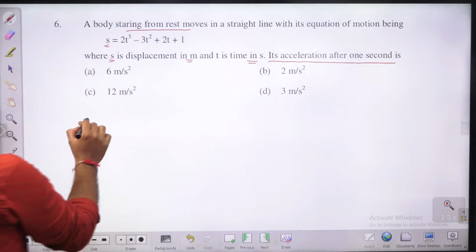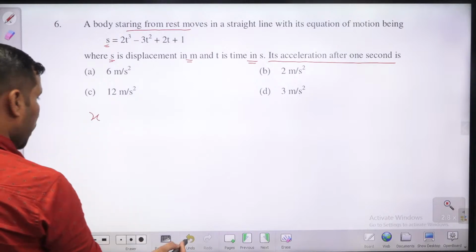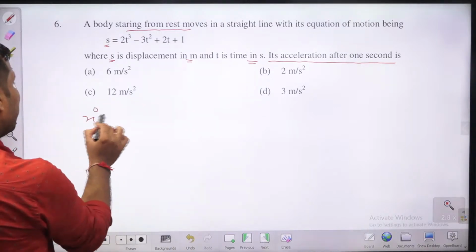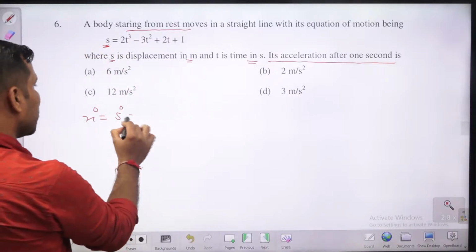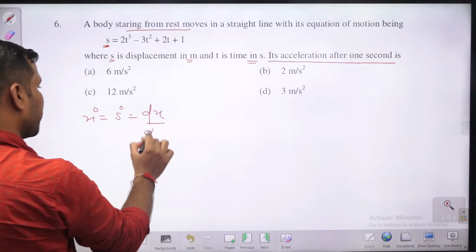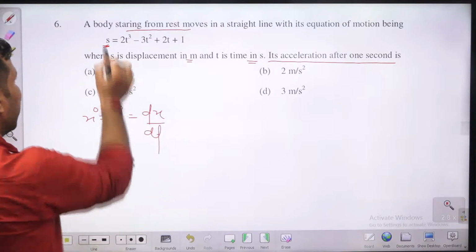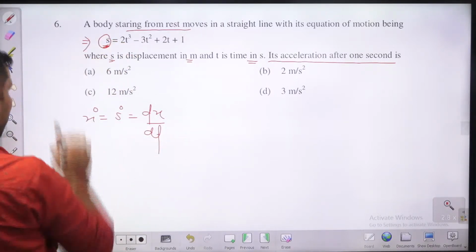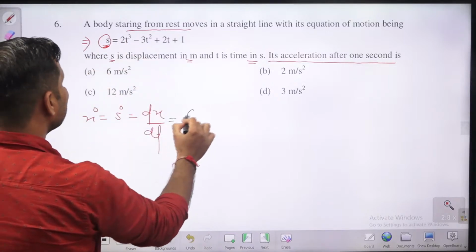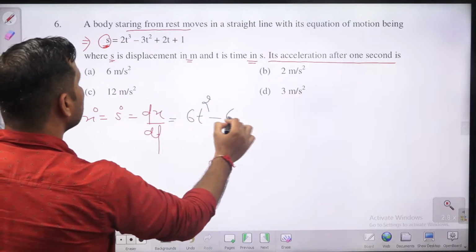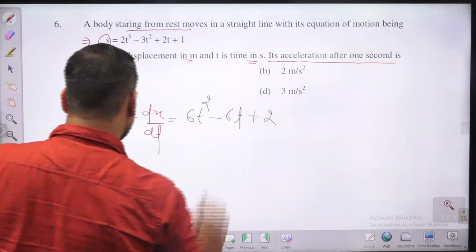Guys, what is velocity? Velocity is x dot. Let me write it here as s dot, because here we are representing displacement by s. So this is nothing but dx by dt, or here you can write it as ds by dt, the rate of change of displacement. So if you differentiate this, you will get 6t square minus 6t plus 2. So this is the velocity.